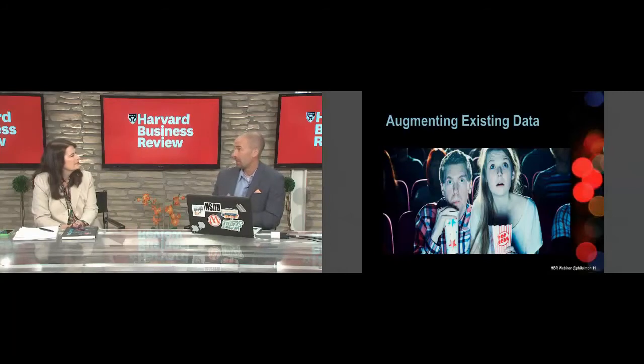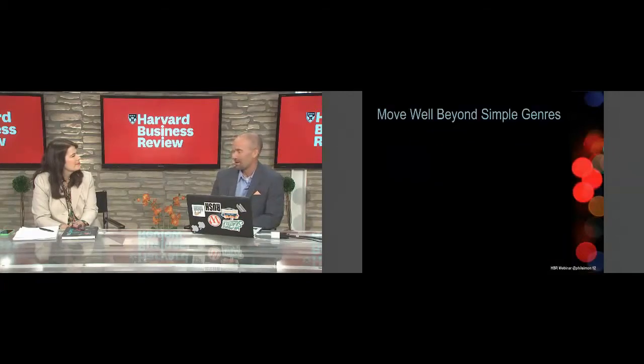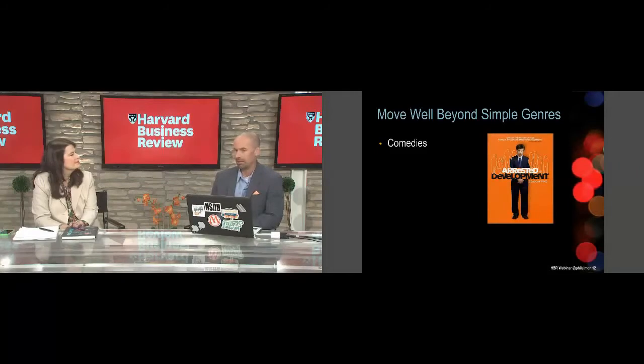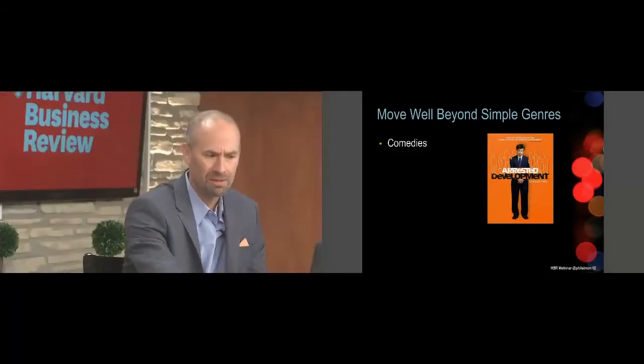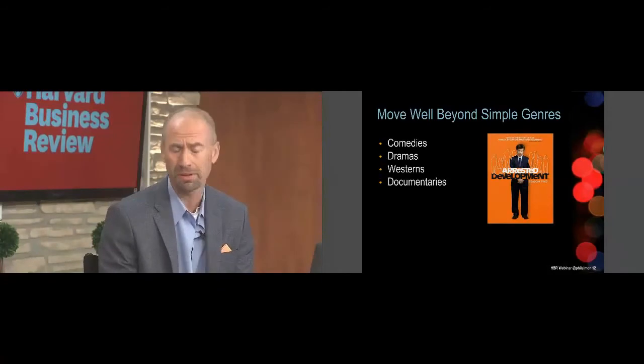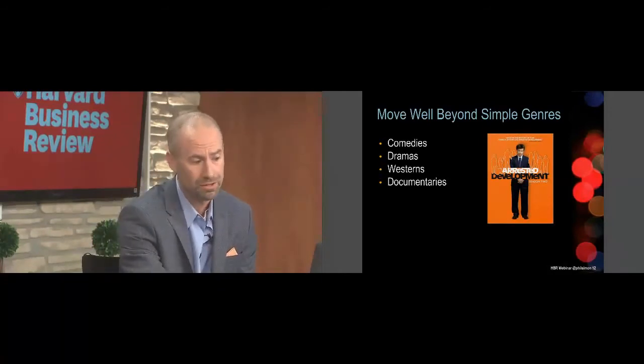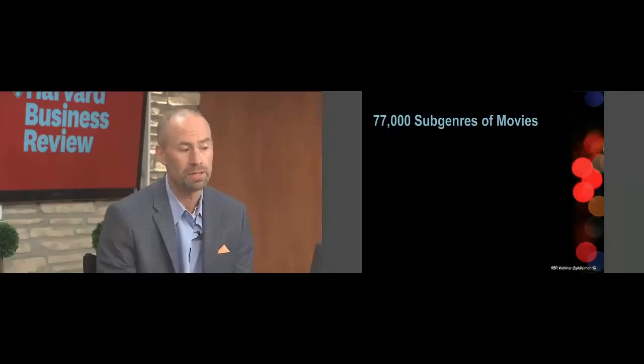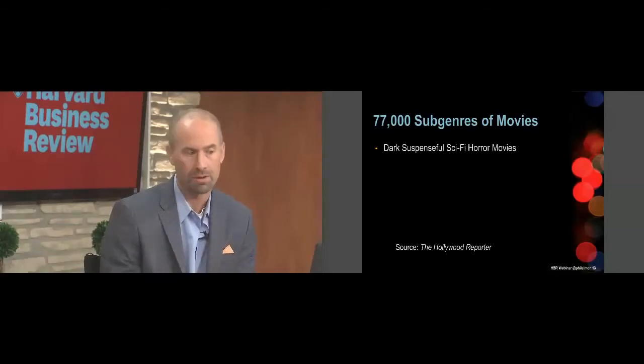And as a result of the way that it uses data, Netflix moves way beyond simple genres. Aside from Breaking Bad, which we'll talk more about a bit, I'm a big fan of Arrested Development. Note the orange cover here, which is a comedy. Dramas, westerns, documentaries, those are all very basic genres and they lend themselves to different subgenres. Soon after the book came out, I became aware of research published in The Hollywood Reporter that Netflix can take its data and generate 77,000 different subgenres of movies, and that number keeps growing.